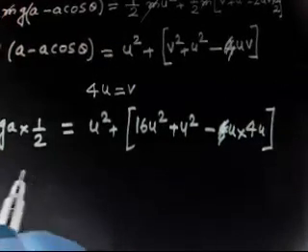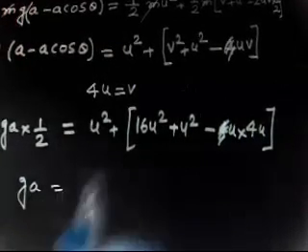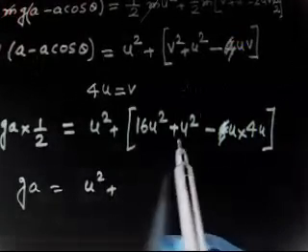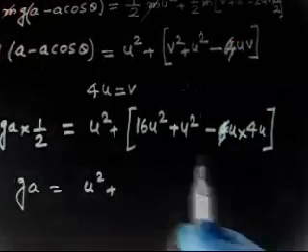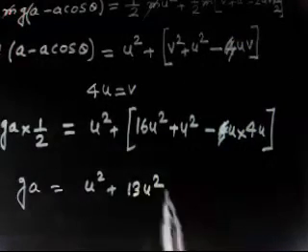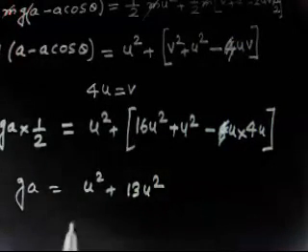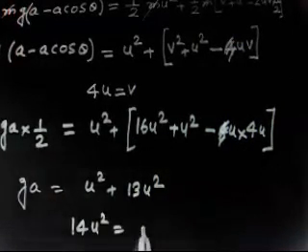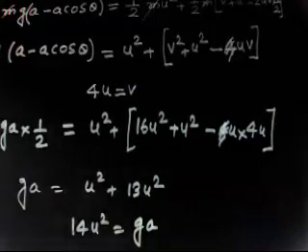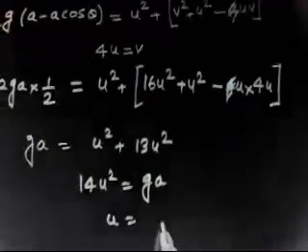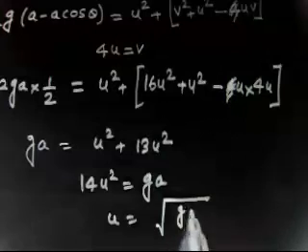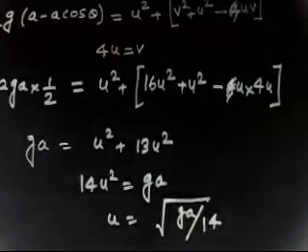So this side you have gA. This is equal to u square plus 16 plus 1, 17, minus 4. So 13. So this is 13u square. So you will have 13u square equal to gA. So u is basically the square root of gA by 13. Are you getting?